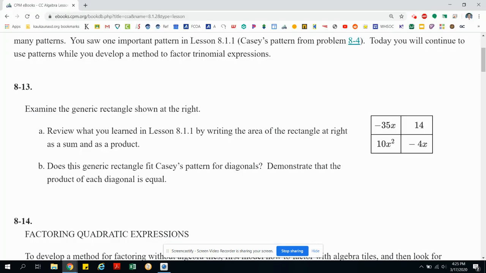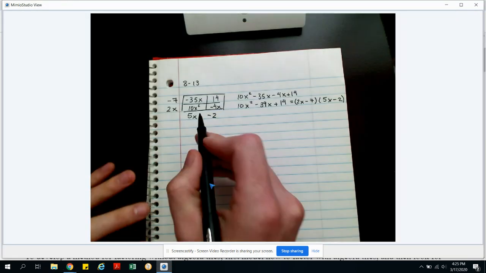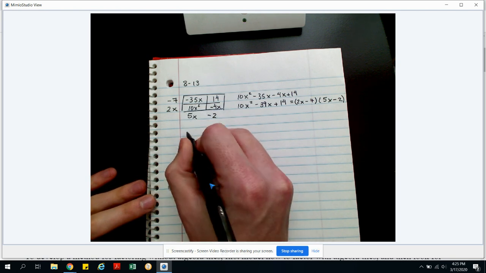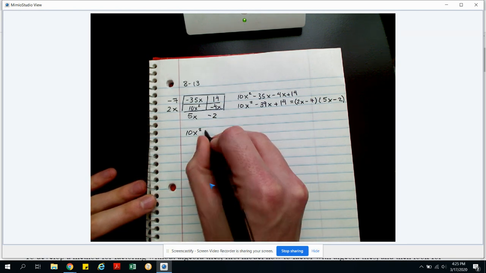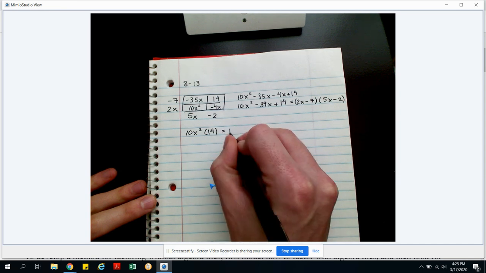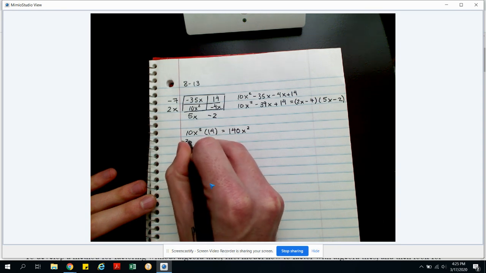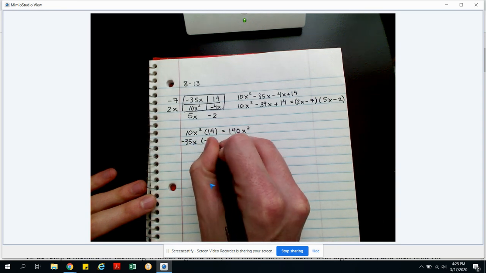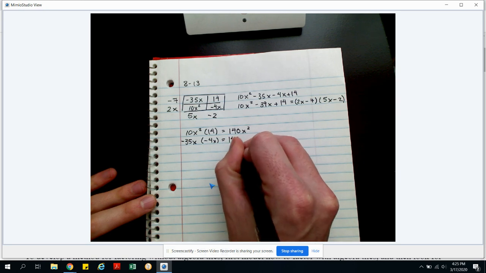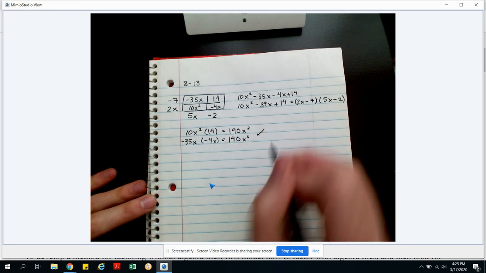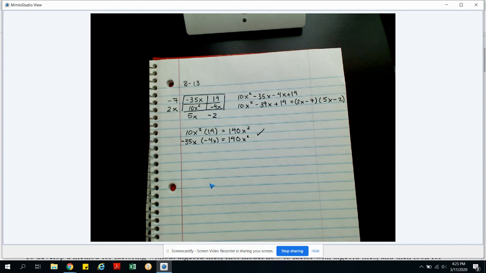All right. Does this generic rectangle fit Casey's pattern for diagonals? Demonstrate that the product of each diagonal is equal. So the product of each diagonal, so 10x squared times 14, I get 140x squared. Negative 35x times negative 4x, and we get 140x squared. So that does work with the pattern we talked about in the previous lesson.